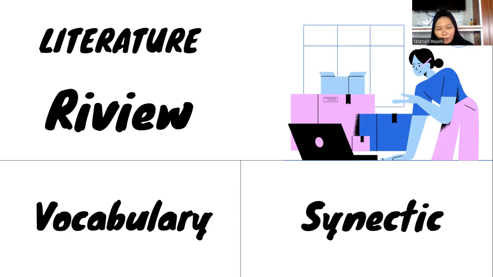And then point A, steps to learn vocabulary. There are 5 steps as follows: encountering new words, getting the word form, determining the meaning of words, memorizing the word form and meaning, and analyzing the words. And then the next point is the aspects of vocabulary.